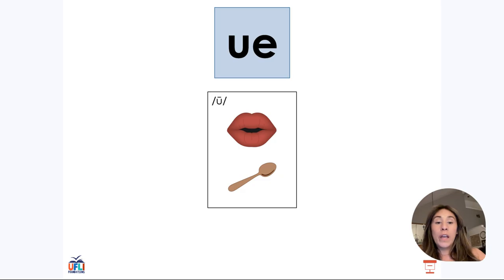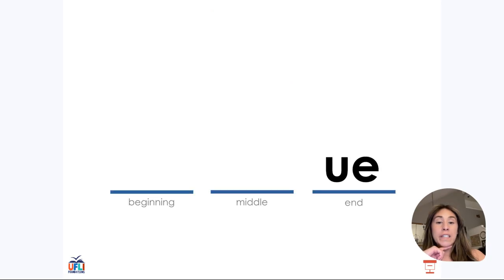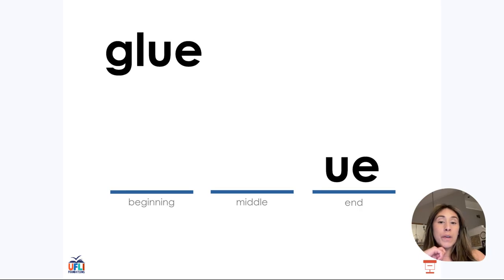Another long U spelling pattern that sounds like ooh, like in spoon, is UE. So we're going on to 4 different spelling patterns now. So lots to keep track of. We have OO, we have EW, we have UI, and now we're talking about UE. So UE is in words like blue, and UE will be found at the end of a word, like in glue or sue.